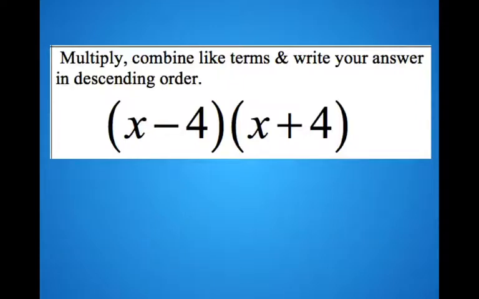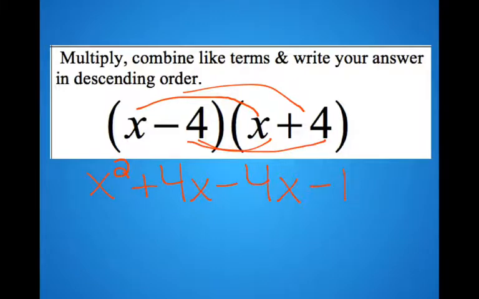And this one, we're going to FOIL it as well. So x squared, and then the outside is plus 4x, the inside is minus 4x, and the last term's negative 16. These are opposites, so they cancel out, so we're left with x squared minus 16.